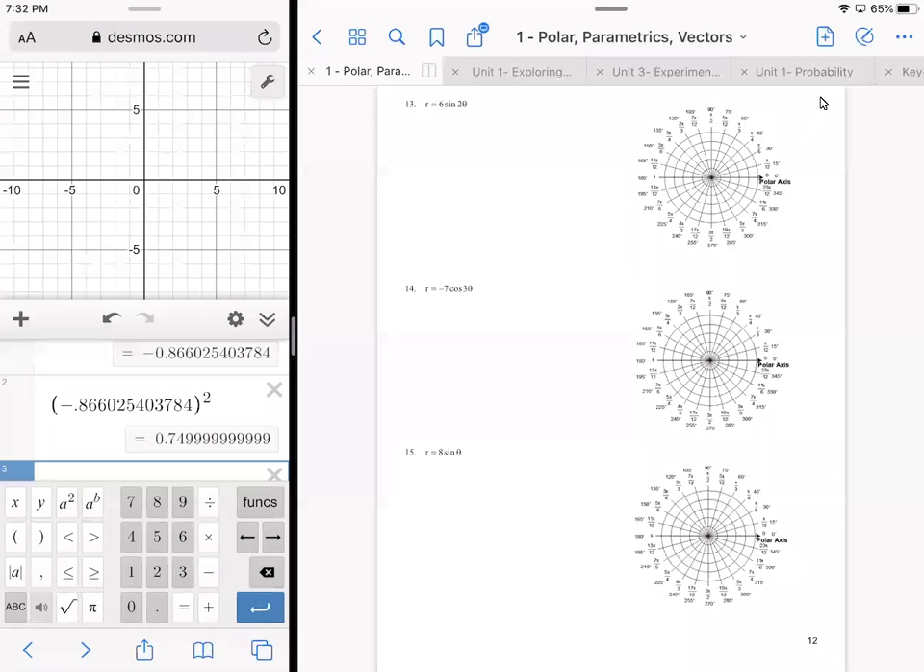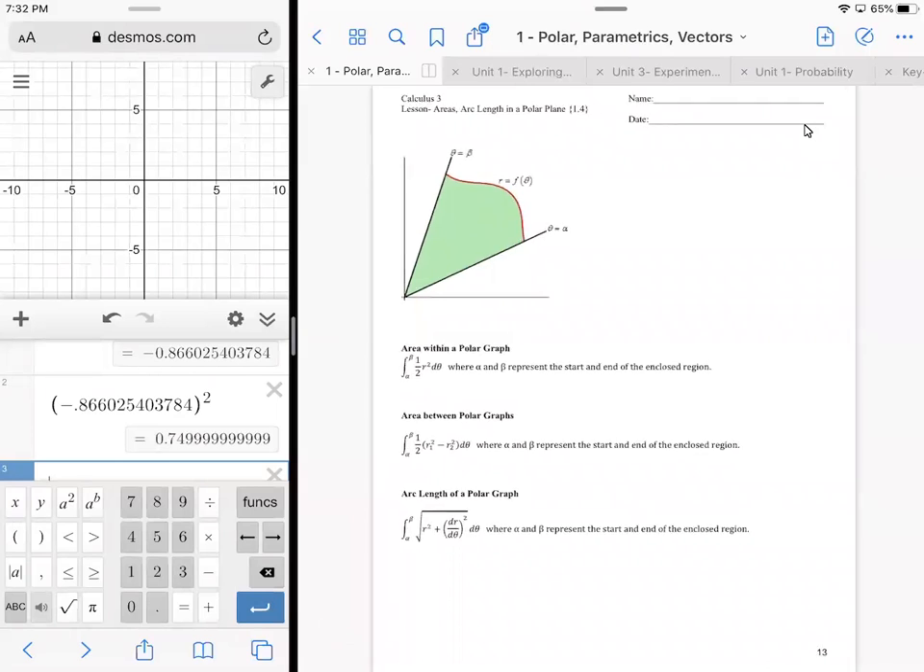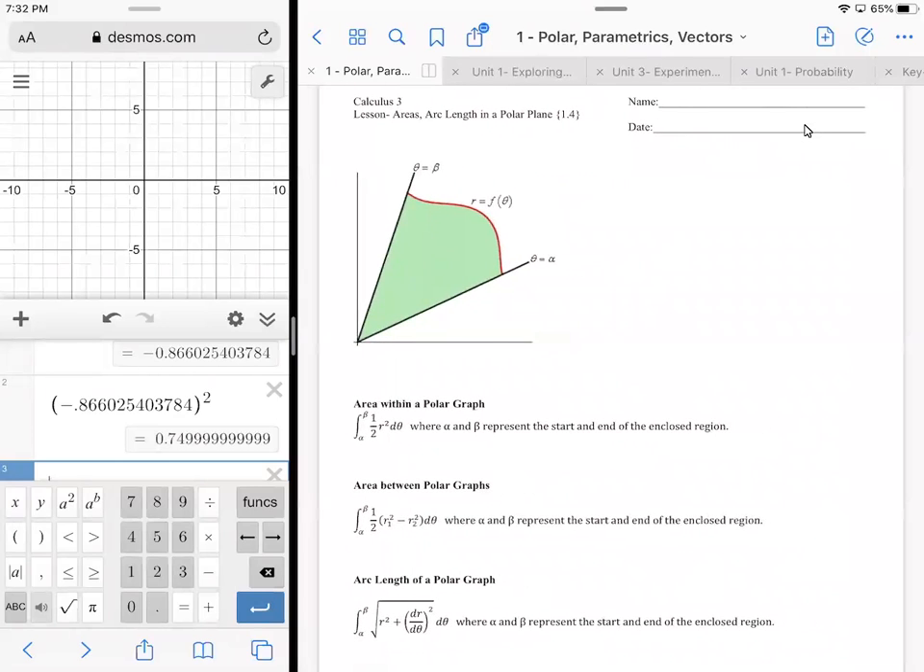And then from there, it was, all right, well, now that we know that, let's calcify it, right? Because we got to get to a point where we can do some calculus with this stuff. So areas, arc length in a polar plane. So what we're looking at is finding the area between curves, within a curve, and also the arc length, all right?